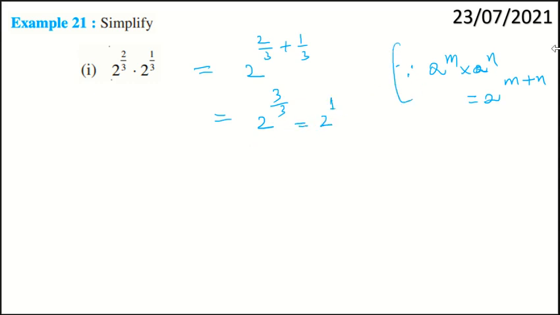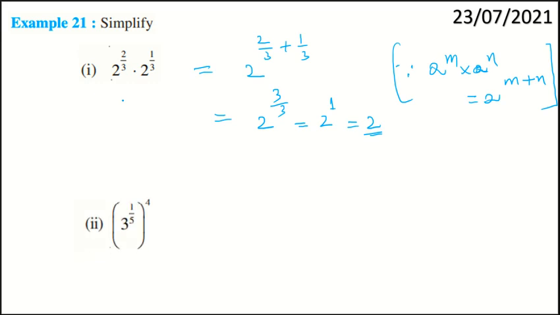So, when two exponential numbers with the same base are multiplied, then the base is raised to the power of the sum of those two individual powers. So, 2 power 1 gives 2. This is the simplified value of the first question.